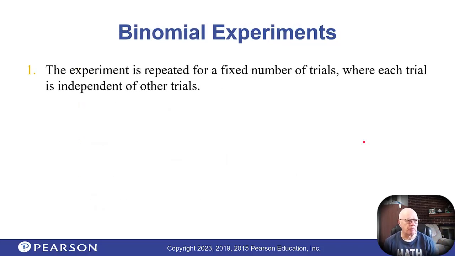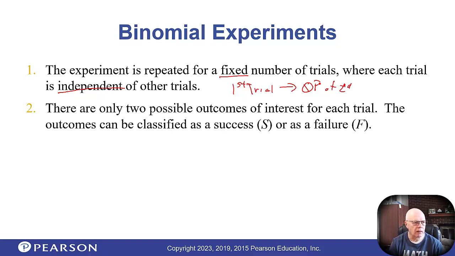So here we go. What is a binomial experiment? We're going to use a fixed number of trials, 17, 52, 100, whatever, a fixed number of trials. Each trial is independent of the other. In other words, when you do the first trial, it does not change the probability of the next trial. There are only two possible outcomes. That's why we call them binomial experiments.